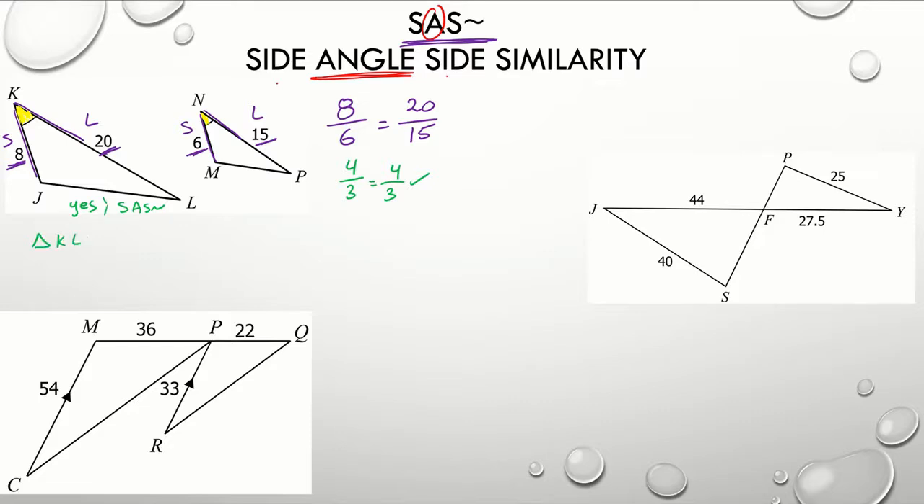So we're going to go K, L, J for no particular reason. So the second one has to go in that same order. It started at K, which is the angle they gave me. So the angle they gave me here is N, and I went along the larger side, right? So along the larger side takes me to P, ends at M.